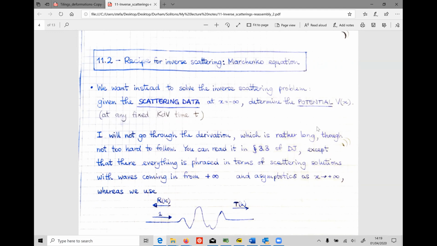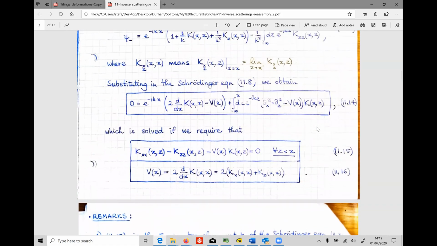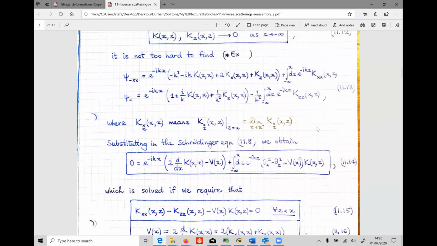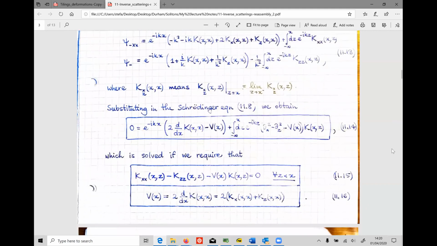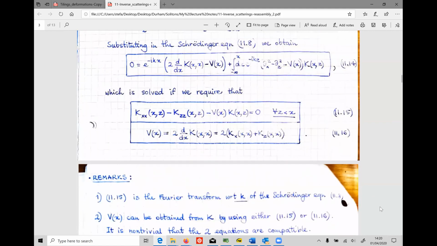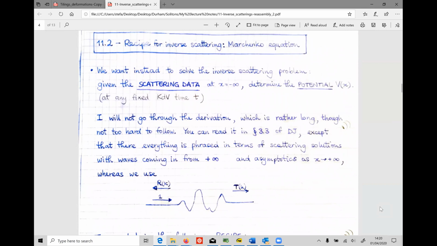in this inverse scattering or reassembly step. But we will use some of the concepts that I introduced so far, in particular this integral kernel k that satisfies equation 11.15, the Fourier transform of the Schrödinger equation with the boundary conditions 11.12, will appear prominently, and also we'll use eventually equation 11.16 to reconstruct the potential. Okay, so let's describe briefly what we're going to do.